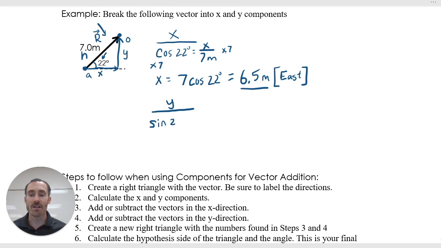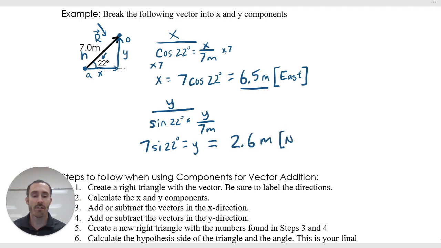Sine of 22 degrees is equal to opposite over hypotenuse, so that's y over 7 meters. Okay, and again, we're going to multiply both sides by 7. It's the same algebra step, and it pretty well always will be. So we're doing 7 times the sine of 22 degrees equals y, and in our case, 2.6 meters north.